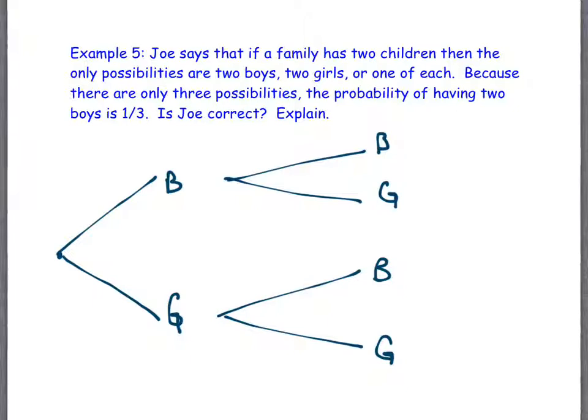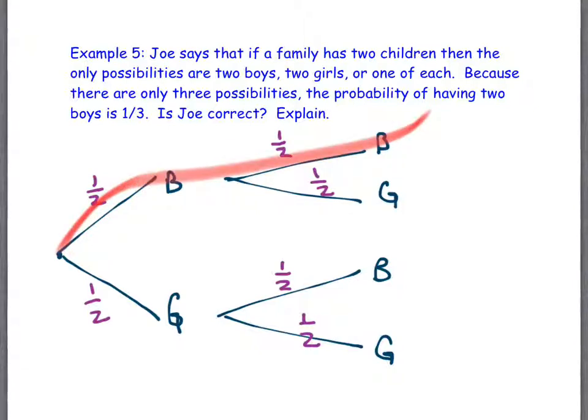Now, let's go back to the original set of branches, boy or girl. What are the probabilities along those branches? They're 1/2. And along the second set of branches? Yeah, they're all 1/2s as well. So the branch of the tree that Joe's talking about is this branch right here, right? The branch that's boy, boy. What is the likelihood of that happening? It's 1/4. Why?